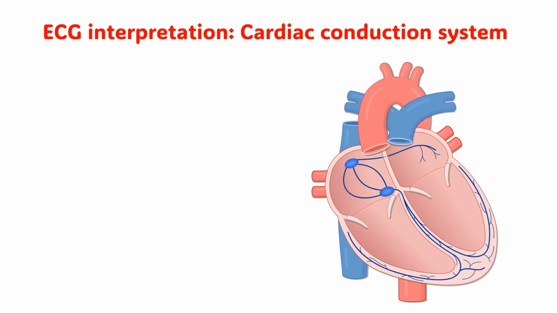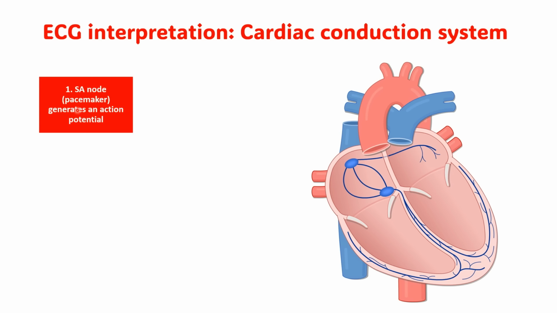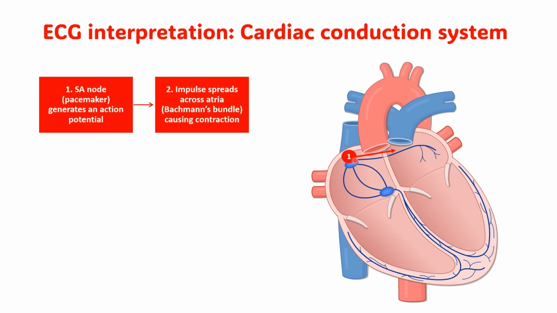So next, it's important that we do a review of the cardiac conduction system. First of all, the SA node, known as the pacemaker, generates an action potential. The SA node is here, located in the right atrium. And the impulse spreads across the atria via Bachmann's bundle, causing contraction.